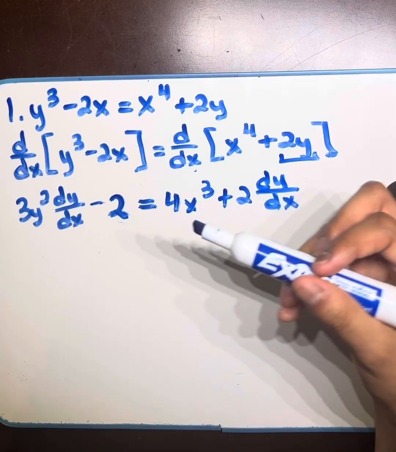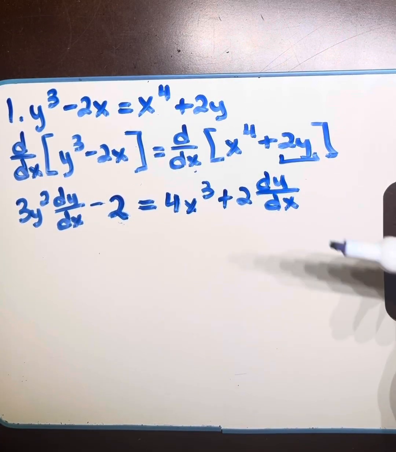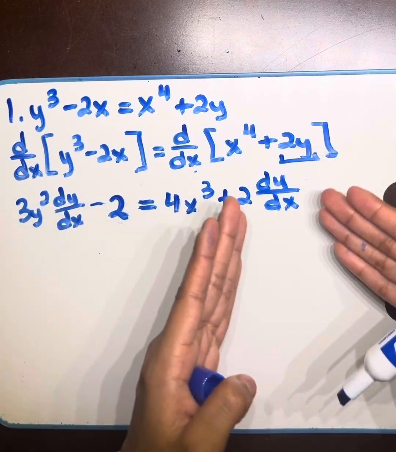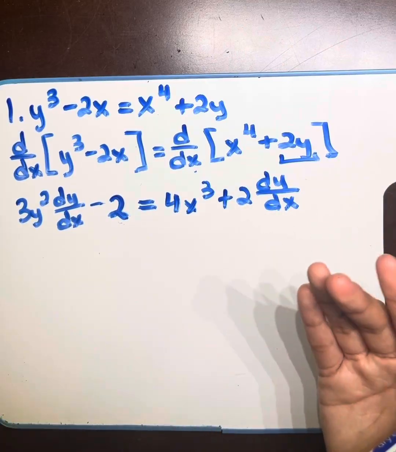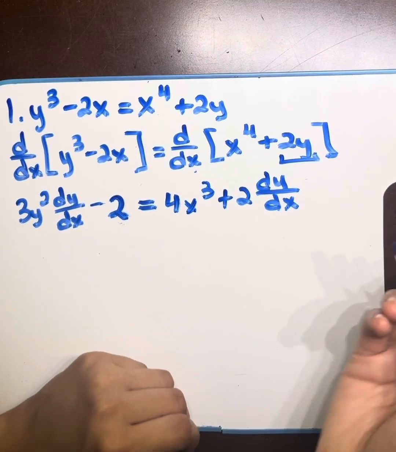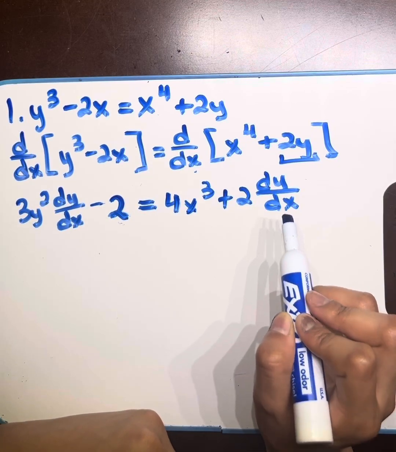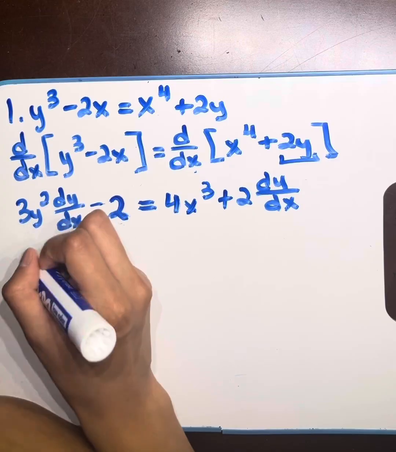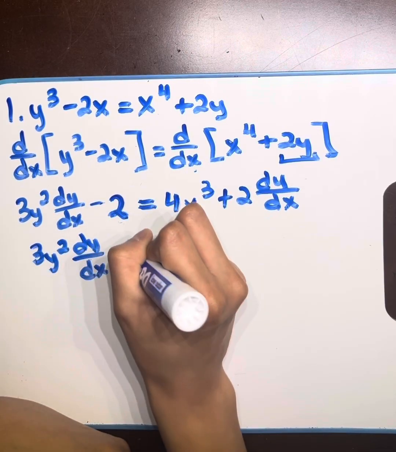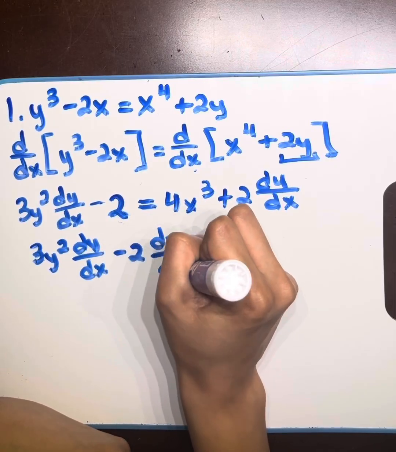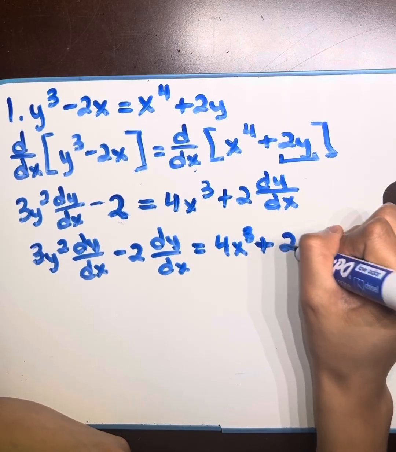The second step to taking a derivative of an implicit equation is to separate our terms. In this case, our dy over dx's on one side and our x variables only or constants on the other. So here, I'm going to add the 2 to this side and subtract the 2 dy over dx from the other. So I'm going to do that. 3y squared dy over dx minus 2 dy over dx is equal to 4x cubed plus 2.